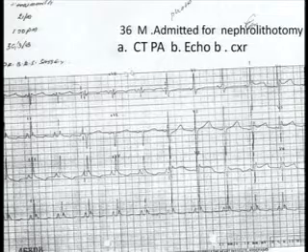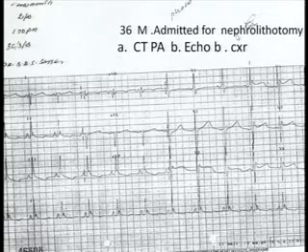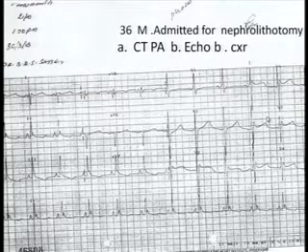Now, this is a patient who is admitted for a renal stone surgery, and this is the electrocardiogram. You see lead 1, 2, 3, AVR, AVL, AVF, V1 to V6 here. Would you get a CT pulmonary angiogram? Would you get an echocardiogram or a chest X-ray? What do you think is the finding?